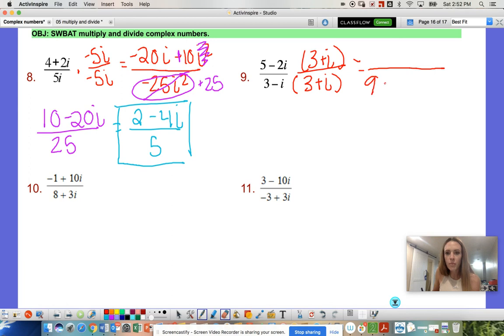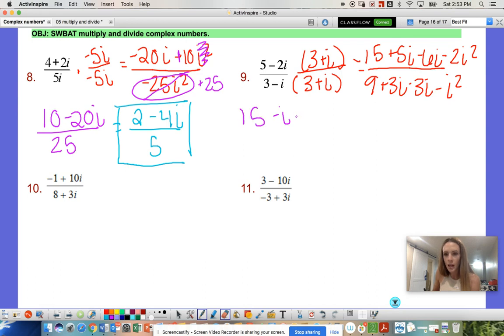All right, now we'll have some things cancel out. So we'll have 9 plus 3i minus 3i minus i squared. And on the top, we'll have 15 plus 5i minus 6i minus 2i squared. Okay. 5i minus 6i is negative i. So 15 minus i plus 2 over, these guys go away, and this turns into positive 1. So we'll have 10. Whoopsies, not negative. 17 minus i over 10.